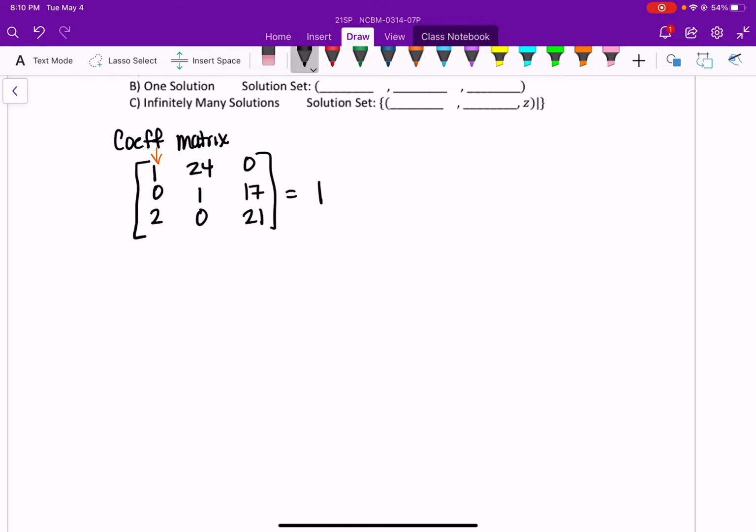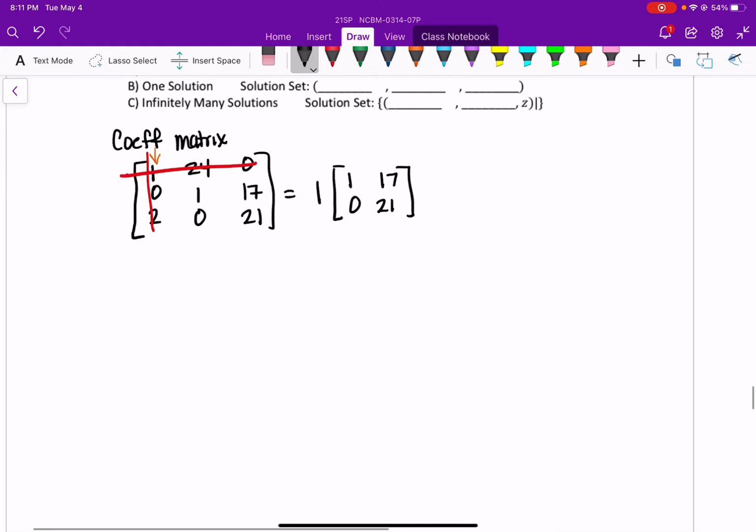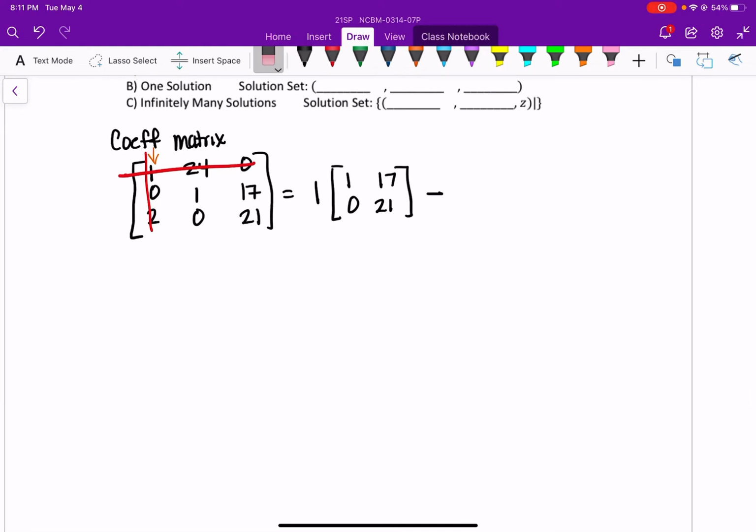So I've got 1 to do my determinant here. Remember, I'm going to cancel out this row, or that column in that row. So my leftover is my matrix I have. So 1, 17, 0, 21 minus. And then we're going to do the same thing with our 0. Again, I'm going to take away this column and that second row. So my matrix for this one would be 24, 0, 0, 21.